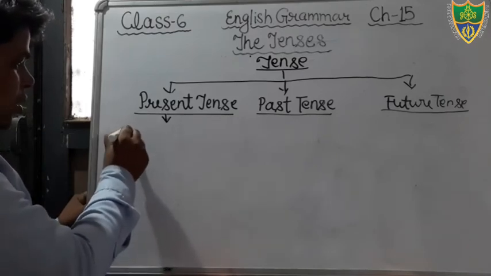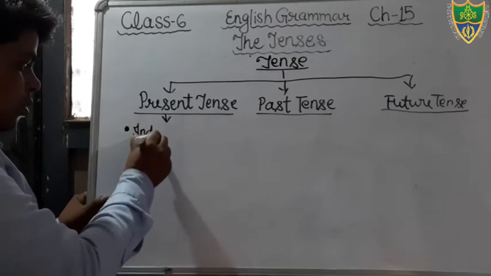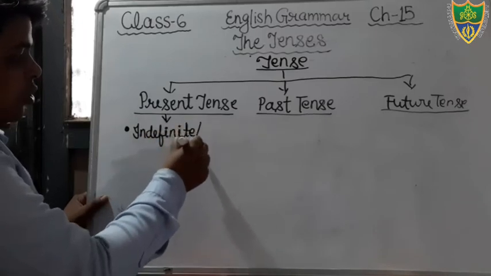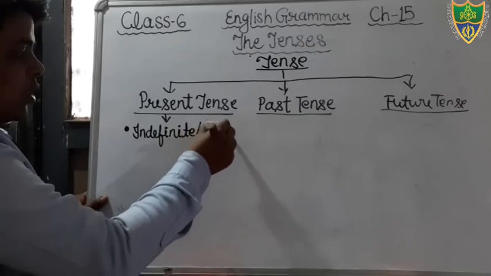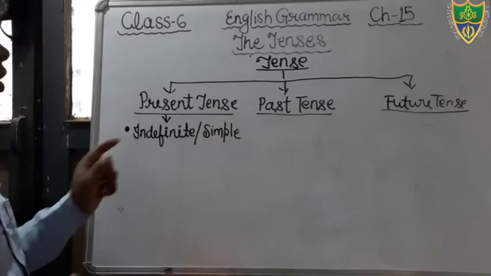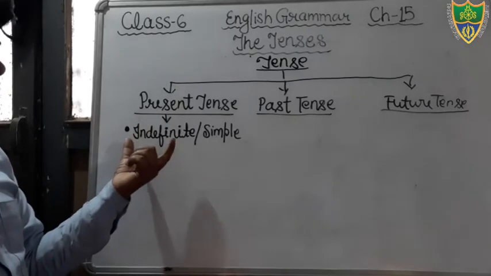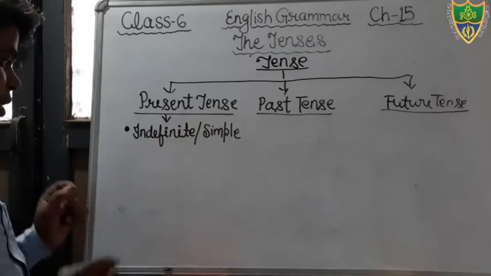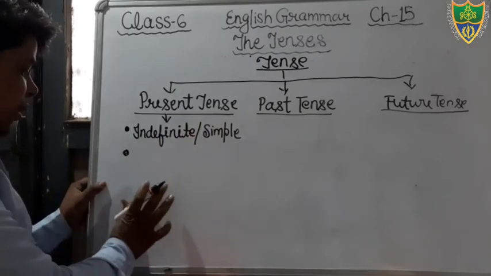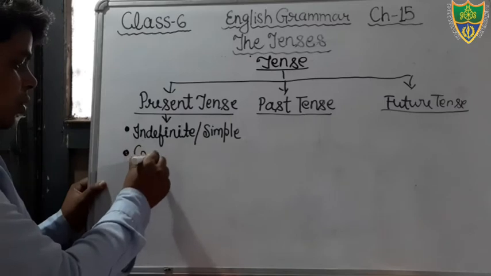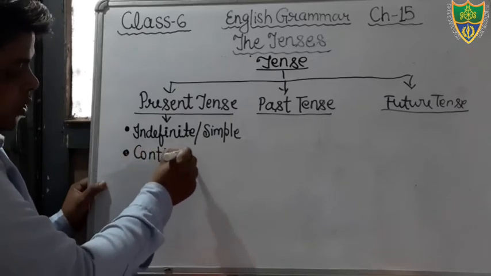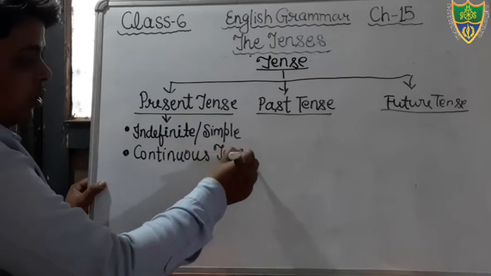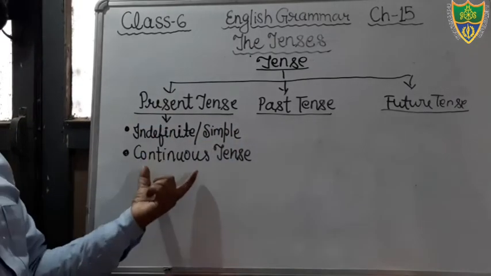You can see first, that is indefinite, and indefinite is also known as simple present tense. Okay, just see, present indefinite tense, or you can say simple present tense. And the next sub kind, that is continuous tense. Okay, present continuous tense.